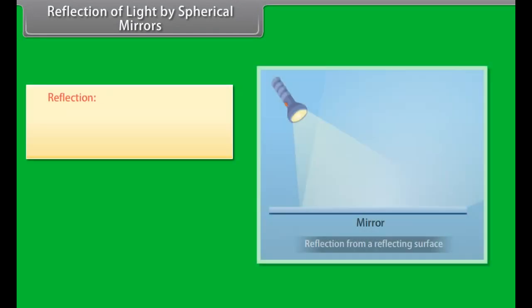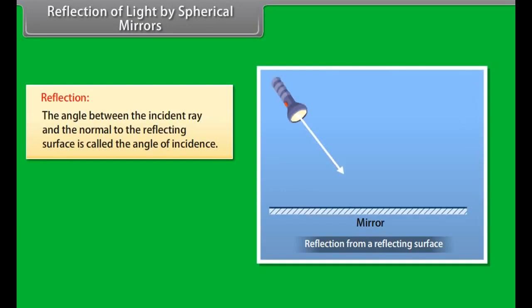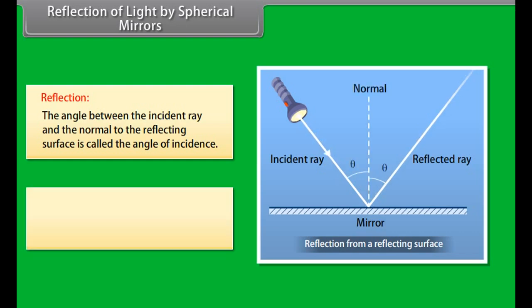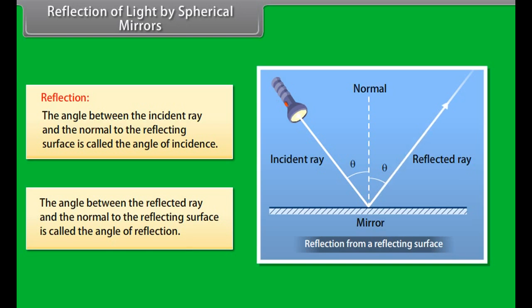Reflection of light by spherical mirrors. Reflection: the angle between the incident ray and the normal to the reflecting surface is called the angle of incidence. The angle between the reflected ray and the normal to the reflecting surface is called the angle of reflection.